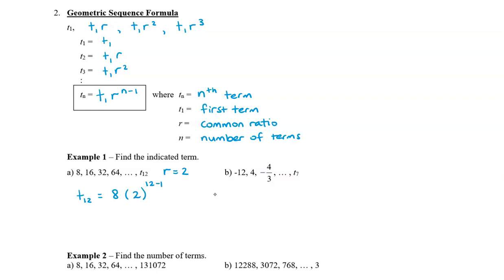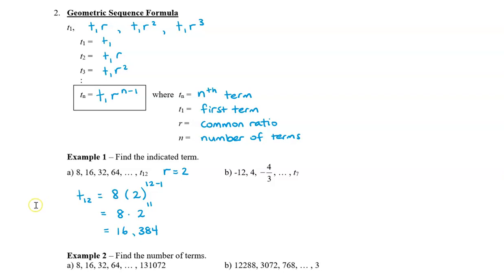Now be careful, we're not going to go 8 times 2 to give us 16. Because we have to do order of operations first, we have to do the exponents. So we have to go 2 to the power of 11 and then times 8. Now of course you have a scientific calculator, so you can multiply all of this out, and you should get 16,384.